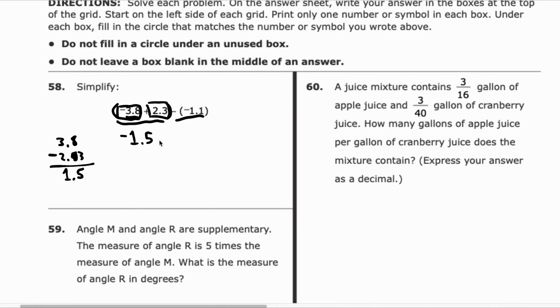And then we're subtracting negative 1.1 from that. So that would turn into negative 1.5 plus 1.1. And we can apply the same logic here. So we would do 1.5 minus 1.1, which is 0.4. But since negative 1.5 is larger in magnitude than 1.1, this would actually be negative. So the final answer would be negative 0.4.